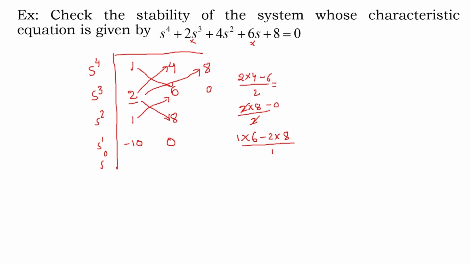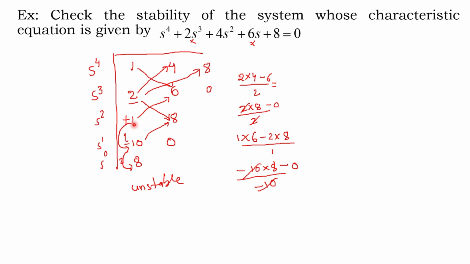For the last row calculation, minus 10 into 8, minus 1 into 0 is 0, divided by minus 10. This minus 10 gets cancelled. The answer is 8. In this problem, you can see that the first column has a negative sign. So that means the given system is unstable. You have to remember always, if a negative sign appears in the first column, then the system is unstable.